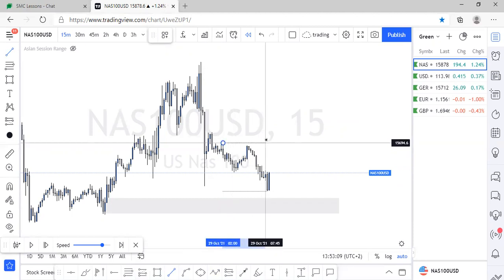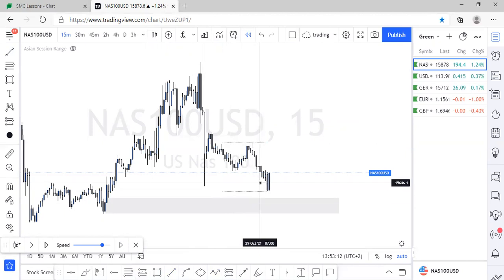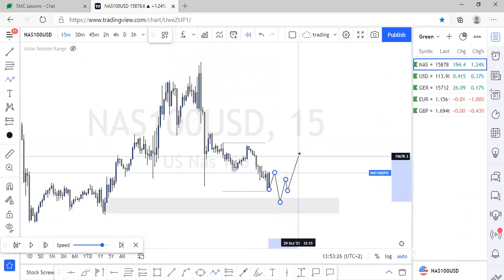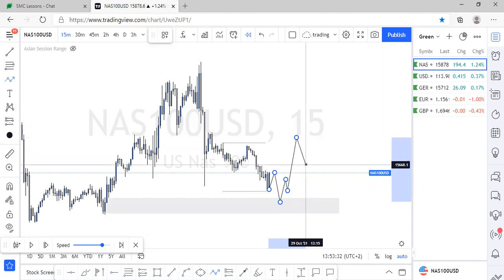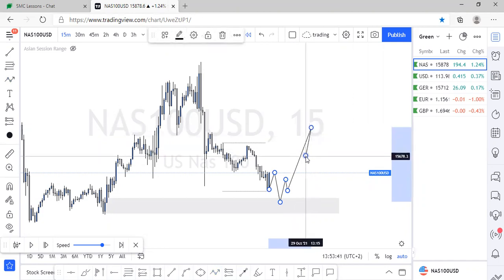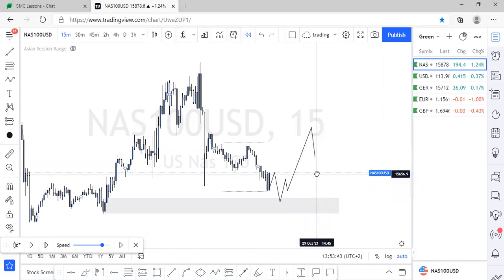This is the high of the Asian session. You can see that we're having this choppy market here. By London session, we would like the market to come to a point of interest, and then we push the market to the upside. Then somewhere here, we might create a lower high and still push the market to the upside.